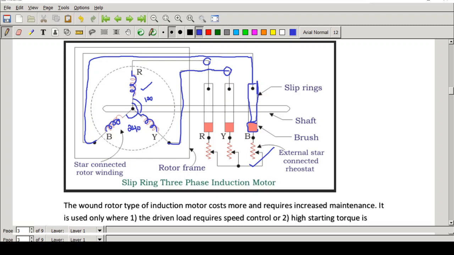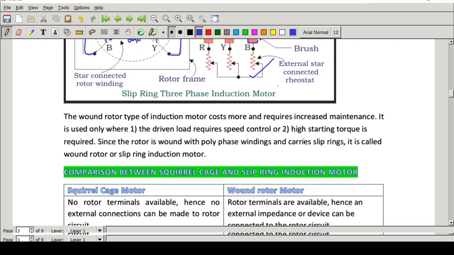That means by varying the external resistance, we can vary the speed of the motor. That is, speed control from the rotor side is possible in the case of a slip ring induction motor. So mostly we will use this type of induction motor when we need better speed control. But the cost will be more, because we are putting slip rings and brushes, and more maintenance will be required. But still, when we require better speed control or high starting torque, we will go for this type of motor. As I told, there are mainly two types of three-phase induction motors, squirrel cage and slip ring.